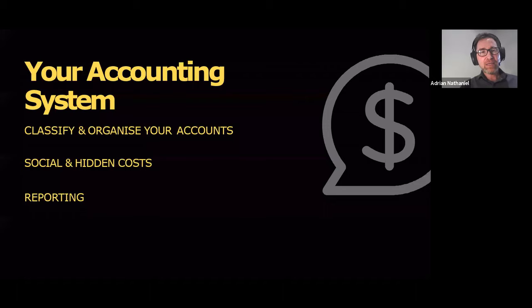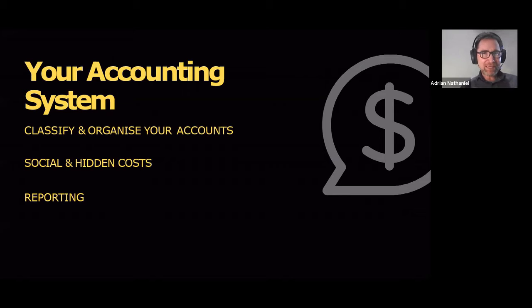So this actually fundamentally relates back to your accounting system and how you classify and organize your accounts. And we're going to be looking at the particular social and hidden costs that you may have in being able to fulfill your mission, and then how to incorporate these in your accounting system or spreadsheets to give you a better overall picture. And then to use these reports to help your administration and management to further grow and fulfill your mission.